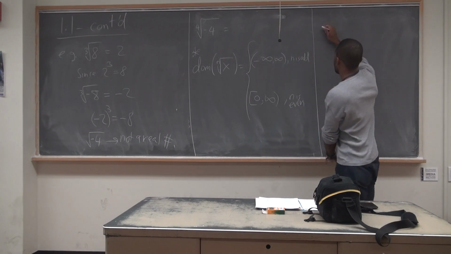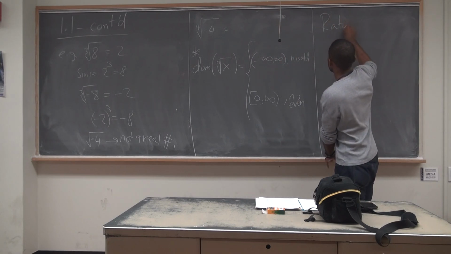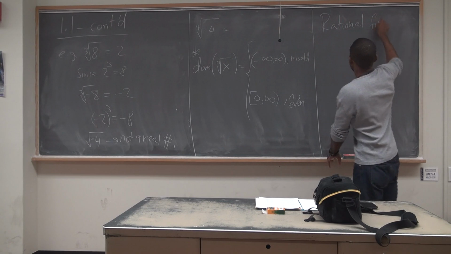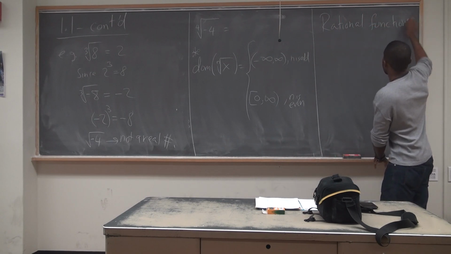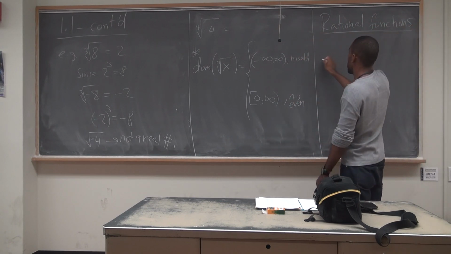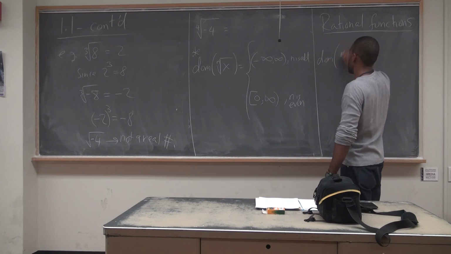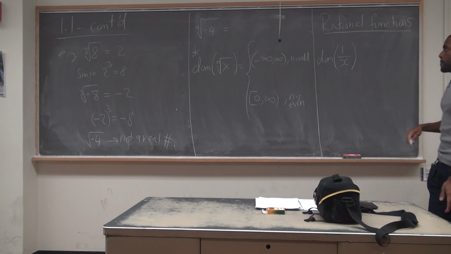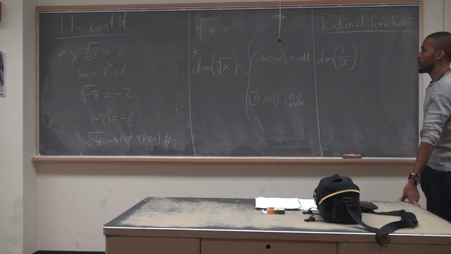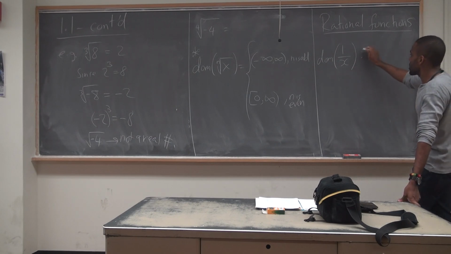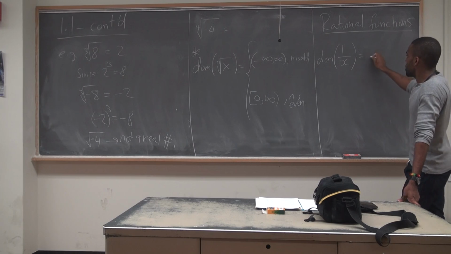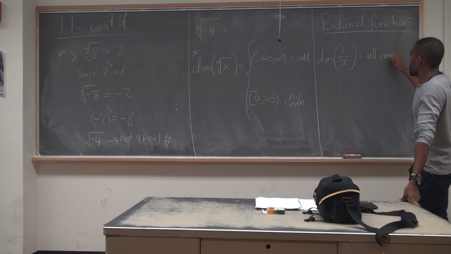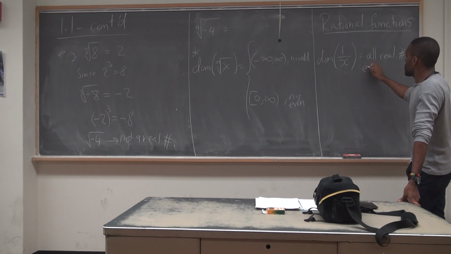Here's another thing to talk about, rational functions. So for example, what is the domain of 1 over x? Anything but 0, right? So this is the set of all real numbers, because we can't divide by 0, remember that's a philosophy, except 0. How do I write that in interval notation?